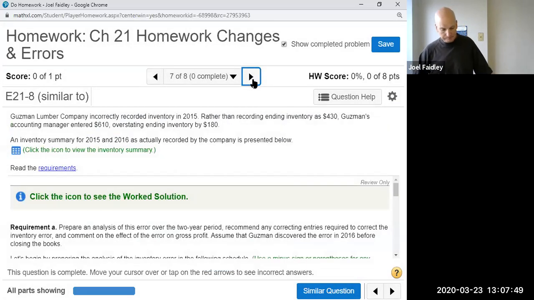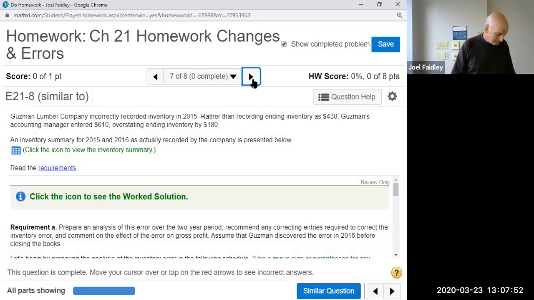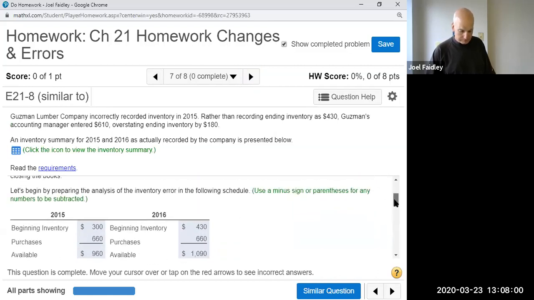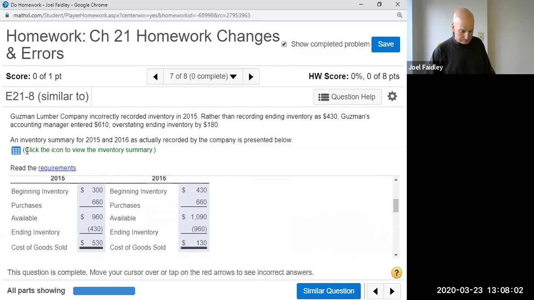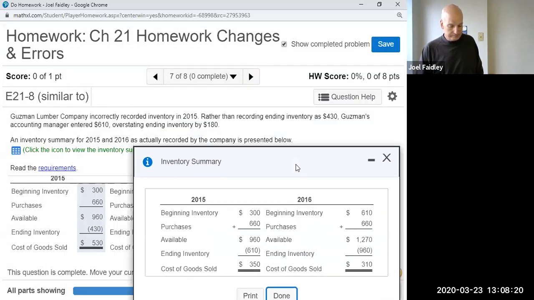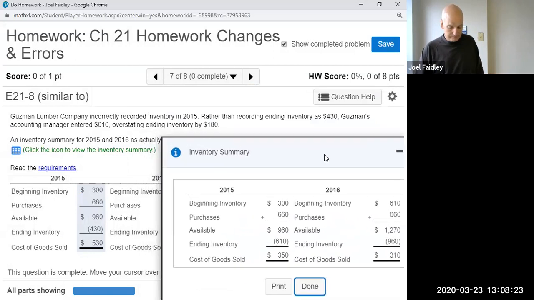All right, number 7. It's like an inventory problem. Incorrectly recorded inventory in 2015, rather than recording ending inventory as 430, the county manager entered 610, overstating inventory by 180, in the inventory summary for 2015 and 2016. Which there it is with the error. 610, 350.